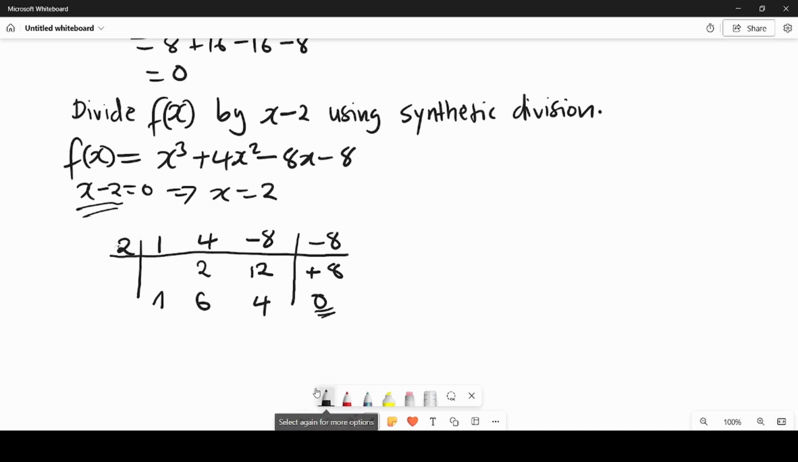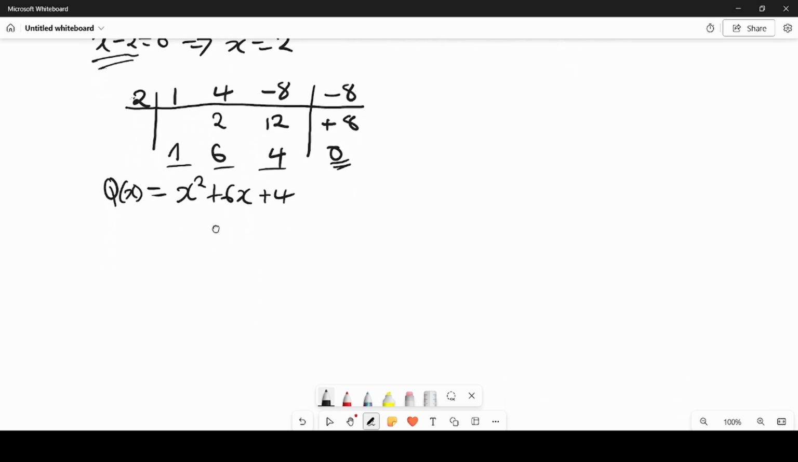So the quotient is going to have these coefficients, these ones here, with a degree one less than that of the given polynomial. So this will be x to the power 2 plus 6x plus 4. Okay, so the next step is now to factorize this. But now when you look at this one closely, you can't factorize it.